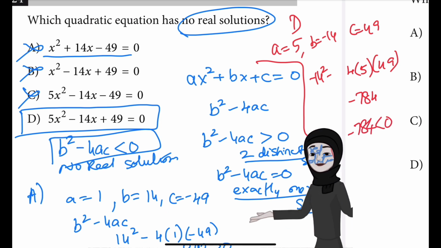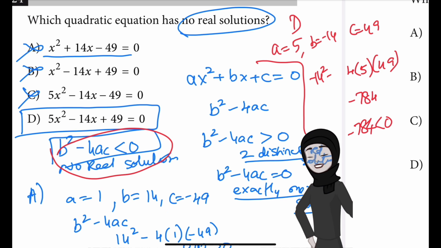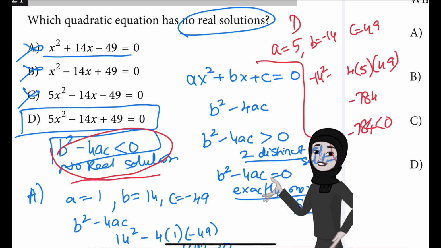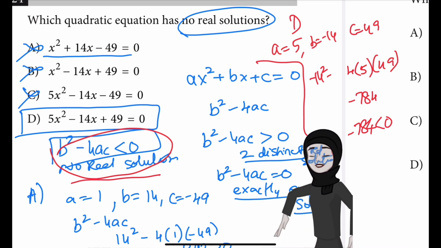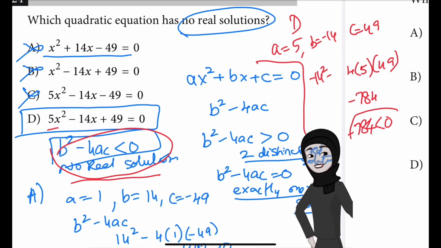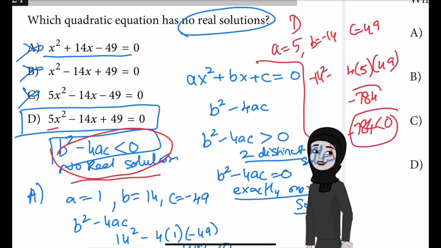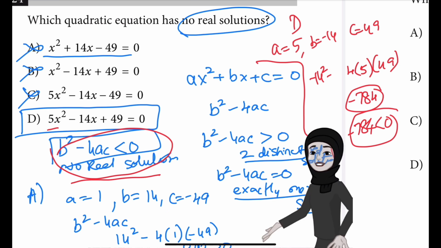So this is the one which has no real solutions, because we know that if b² − 4ac is less than 0, or in other words, the discriminant is less than 0, it has no real solution. So in answer choice D, when you calculate the discriminant, we got negative 784. Negative 784 is less than 0. So therefore, D is our answer.